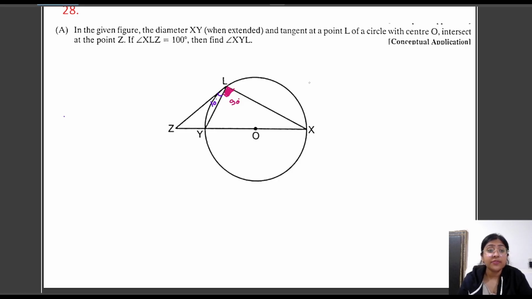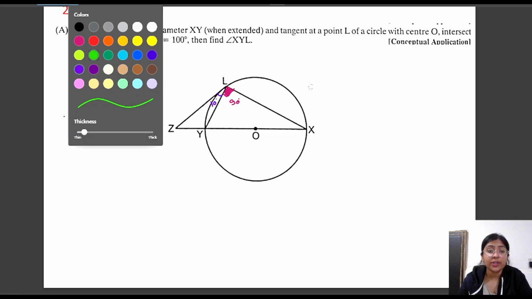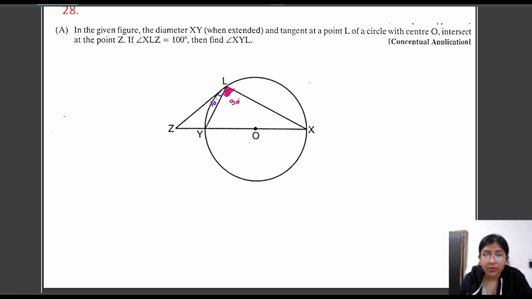Okay, as we know, the radius and tangent are perpendicular to each other. So if you join L from the center, these two will be perpendicular to each other. This total angle we don't know. Yes or no? We know. Yes, this is 90 degrees. The radius and tangent are perpendicular to each other. If this is 90, this is again 10. If this is 10, this is also 10, because it is an isosceles triangle, the angles opposite to equal sides are also equal.